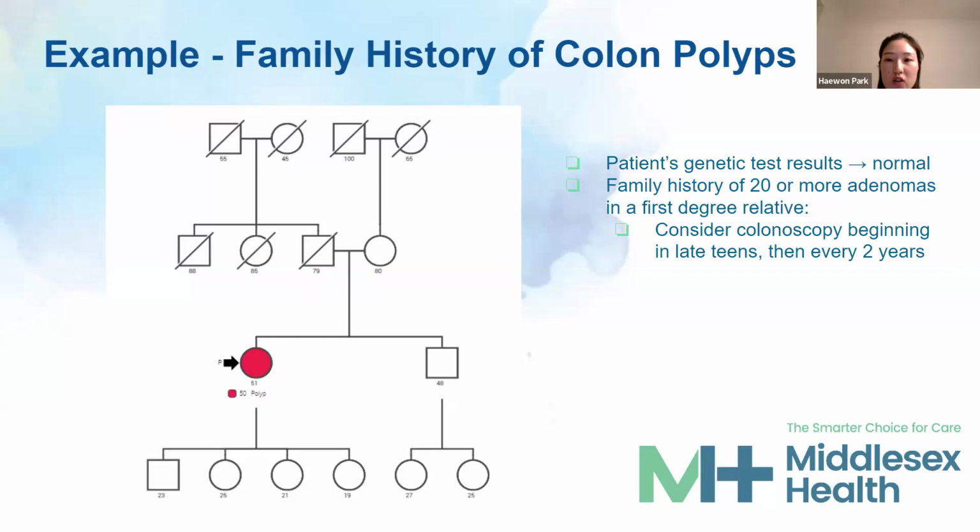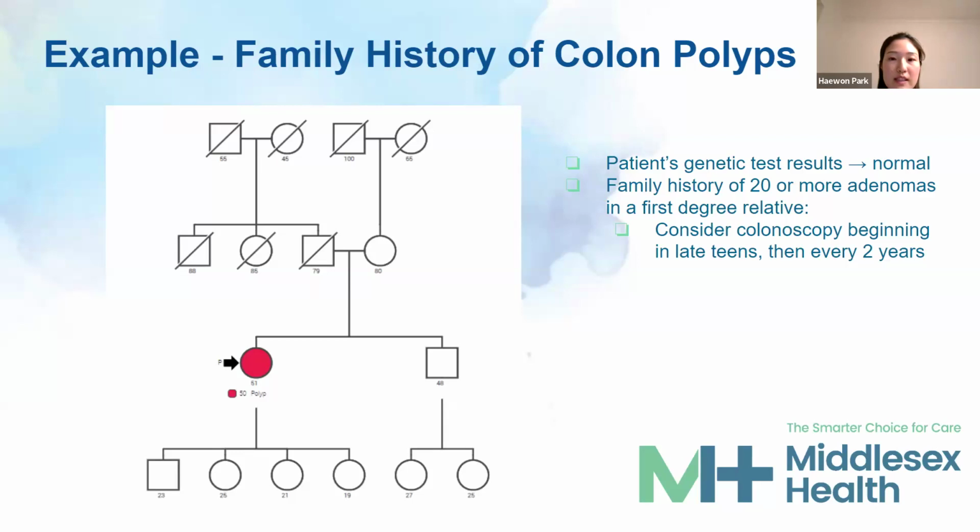And according to the national guidelines, colonoscopy can be considered beginning in late teens and repeating every 2 years when there is a family history of 20 or more adenomas in a first-degree relative. So her children, despite their young age, they all qualify for screening based on their mother's history of adenomatous polyps.